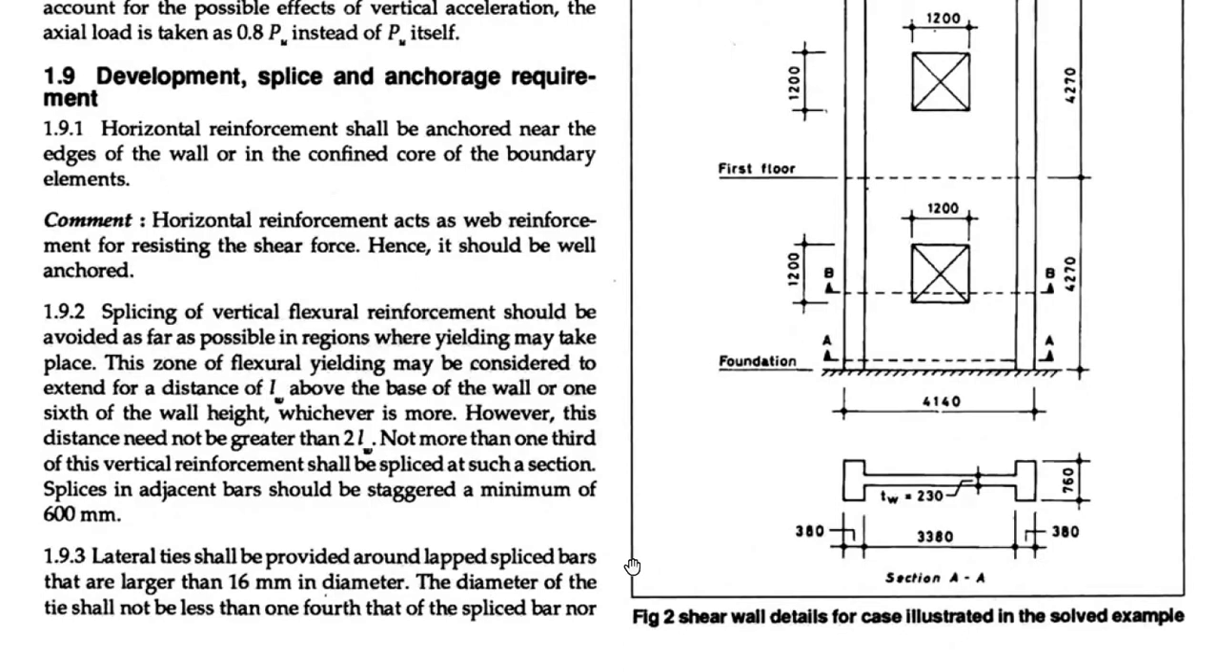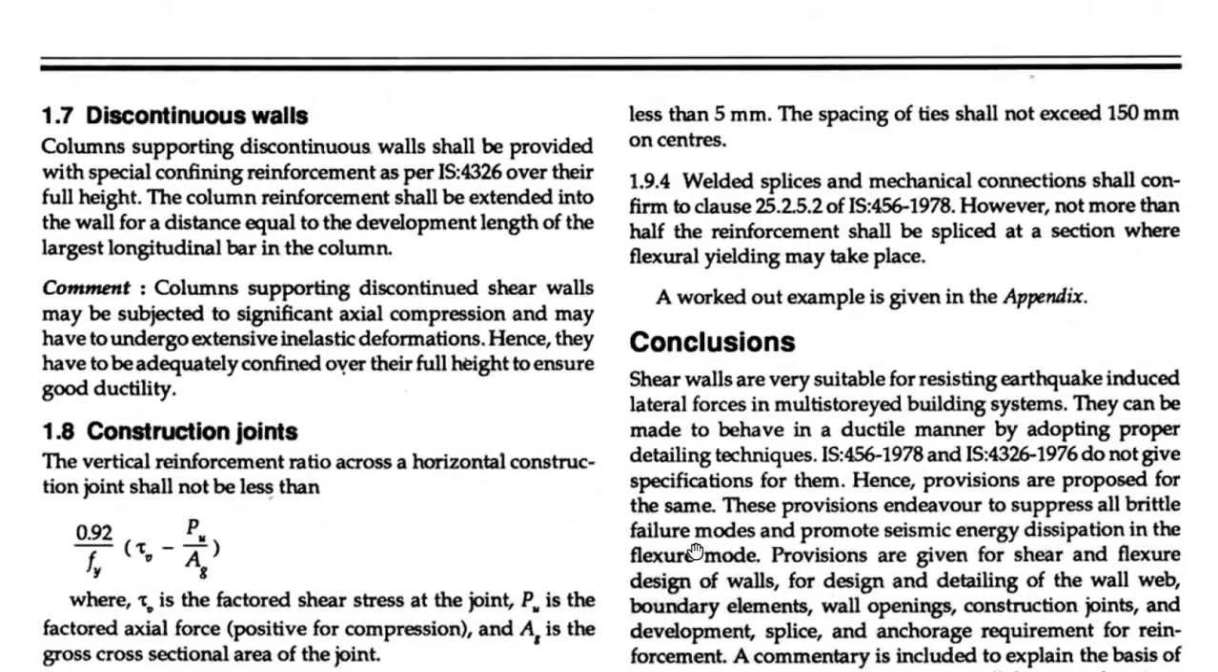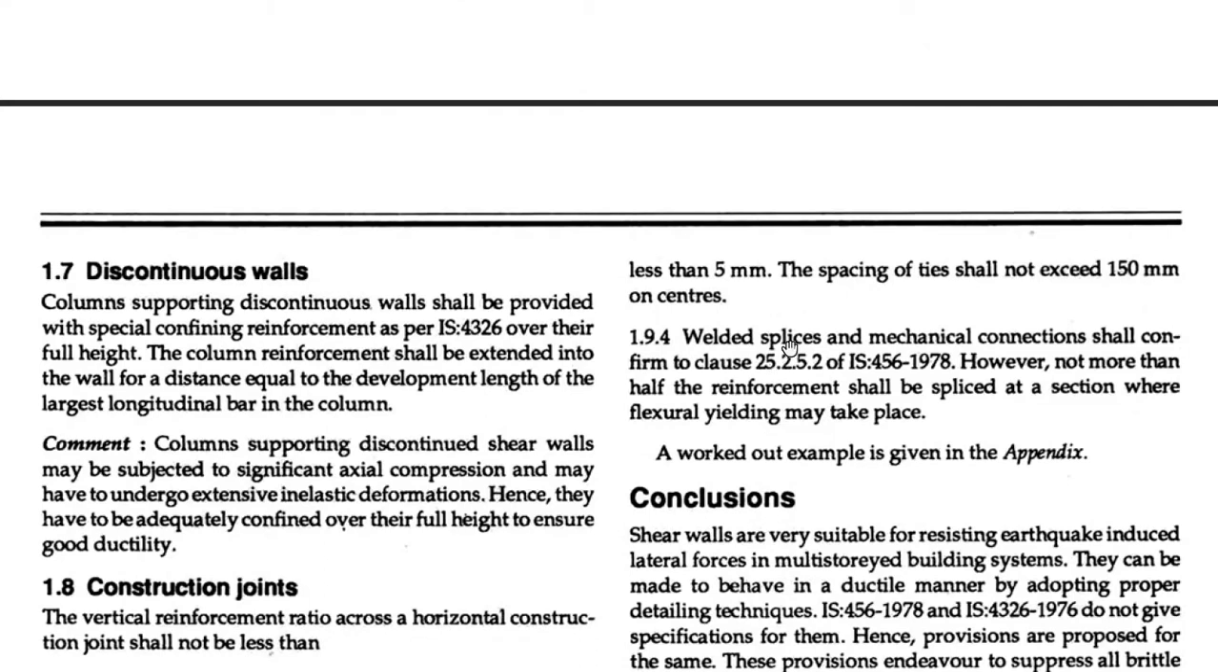Lateral ties shall be provided around lapped spliced bars that are larger than 16 mm in diameter. The diameter of the tie shall not be less than 1/4 that of the spliced bar, nor less than 5 mm. The spacing of ties shall not exceed 150 mm on centers. Welded splices and mechanical connections shall conform to clause 25.2.5.2 of IS 456. However, not more than half the reinforcement shall be spliced at a section where structural yielding may take place.